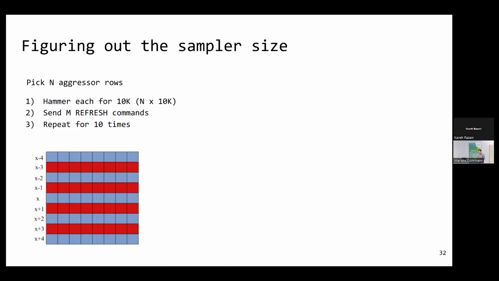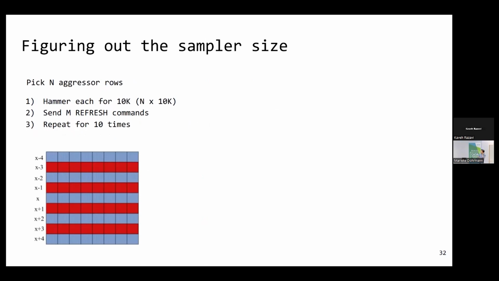Okay, so now the next question that we wanted to figure out was what is the size of the sampler? So you have this sampler, and we knew that probably this sampler does not store a counter for every row, because that would be very, very expensive. So probably there is a limited size of some sort for this sampler.